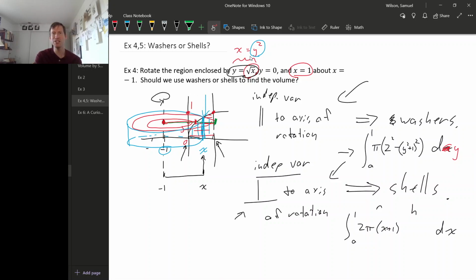Well, this equation tells us the function. But since this is an x integral, we have to have y in terms of x. So we're going to use this one, y equals square root of x. So the height is just square root of x.